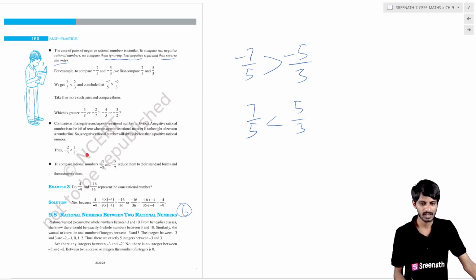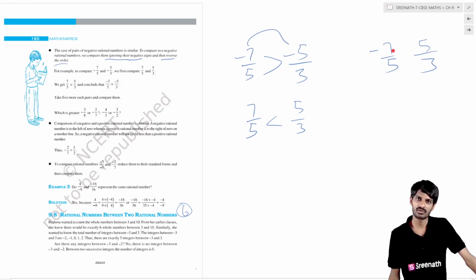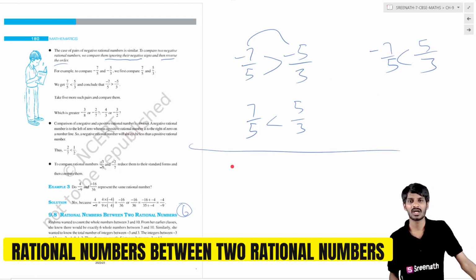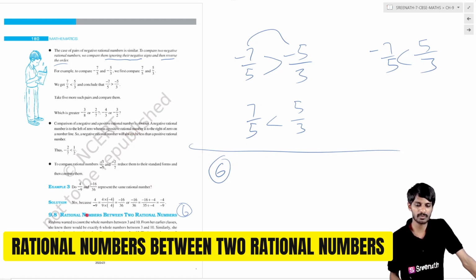So if you want to compare two negative rational numbers, this is the case. And if you want to compare one negative rational number and one positive rational number, it is very easy. Why? Because positive rational numbers are always greater than negative rational numbers. That's it, students. We have completed the fifth topic also. Now we are entering the sixth topic. What is the sixth topic? Rational numbers in between rational numbers.